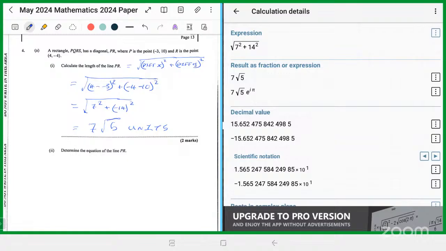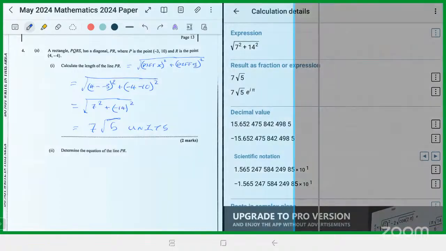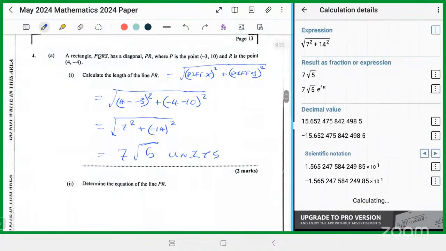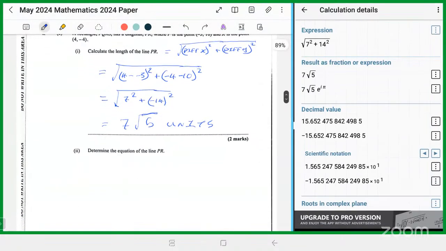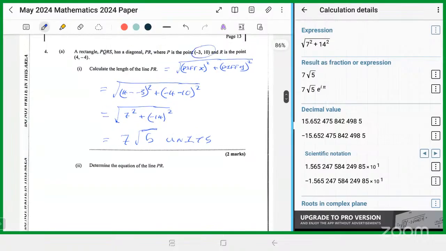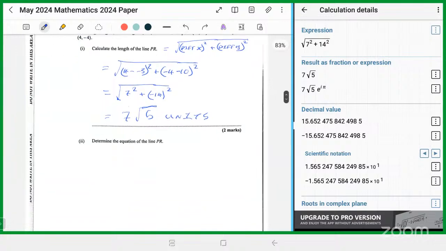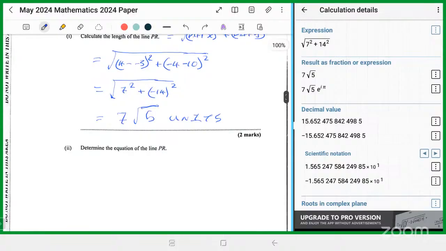Then it said determine the equation of the line. So they're asking for the equation. Now remember, to find the equation, we need to know two things about the line. We need a gradient and a point. We have 2 points. We can use any one of them. But we need to find the gradient first. So let's do the gradient first.